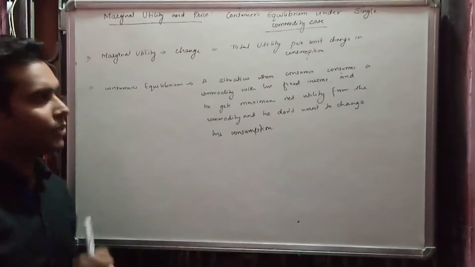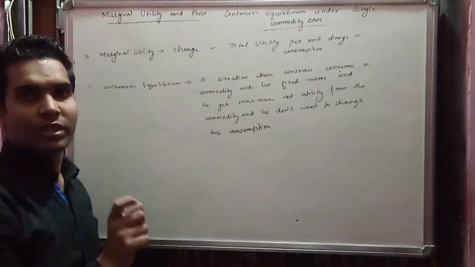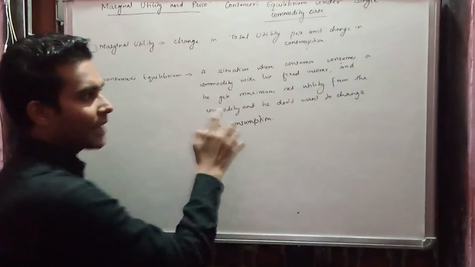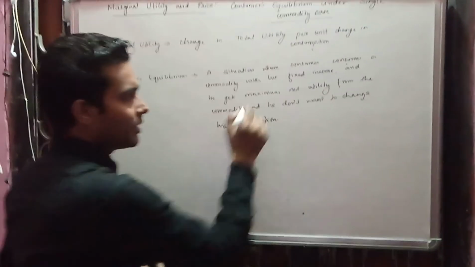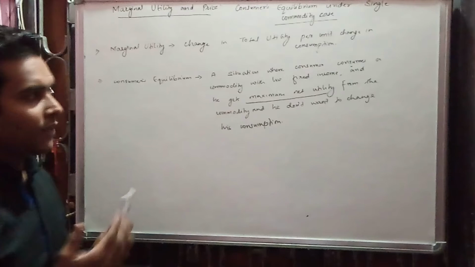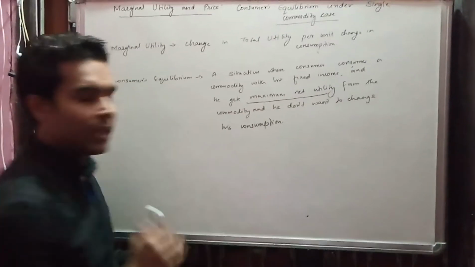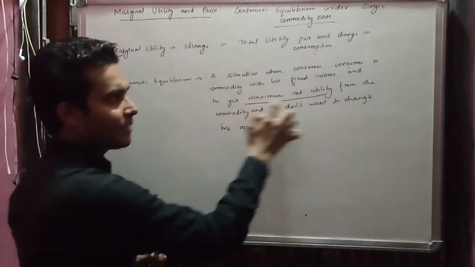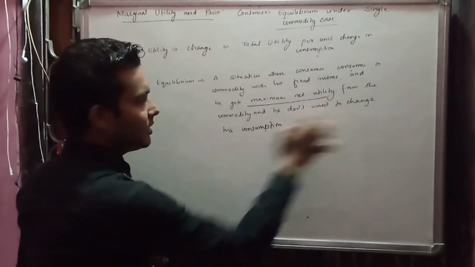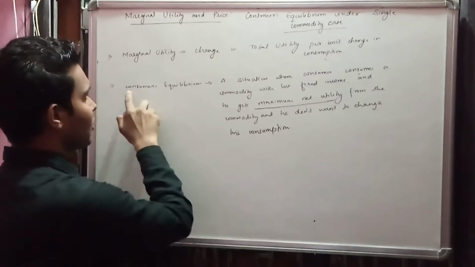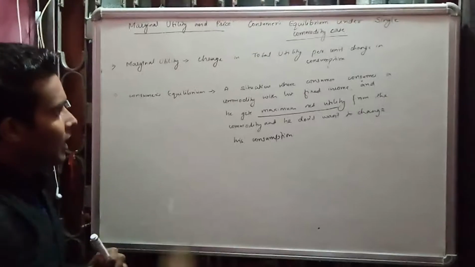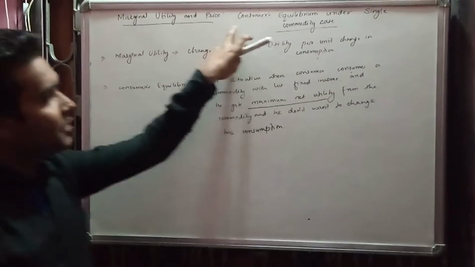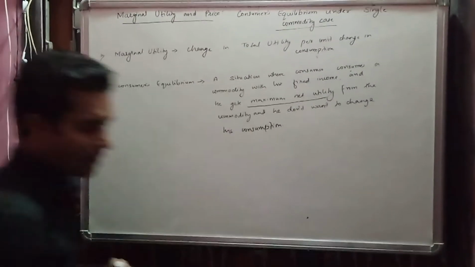Consumer's equilibrium, it is a situation where a consumer consumes a commodity. By consuming that commodity, he wants to satisfy himself to the maximum level. That maximum satisfaction is called maximum net utility. When he satisfies himself with maximum net utility, he wants to stick to that. He doesn't want to change his consumption. So a situation where the consumer gets maximum net utility and he doesn't want to change his consumption, such a situation is called consumer's equilibrium. Now using marginal utility and consumer's equilibrium, we are going to explain consumer's equilibrium under single commodity.